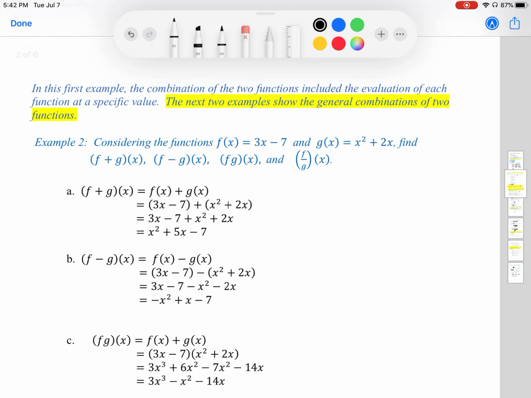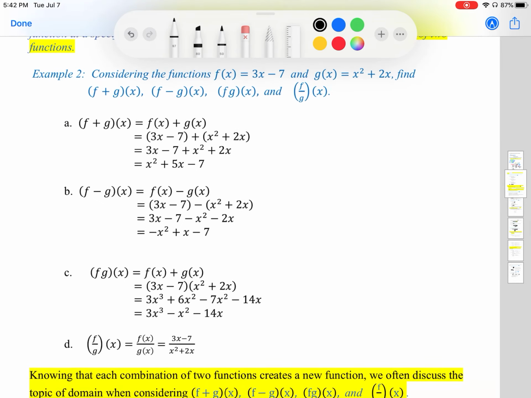In this first example, the combination of the two functions included the evaluation of each function at a specific value. The next two examples show the general combinations of two functions. So let's go ahead and do this next example.